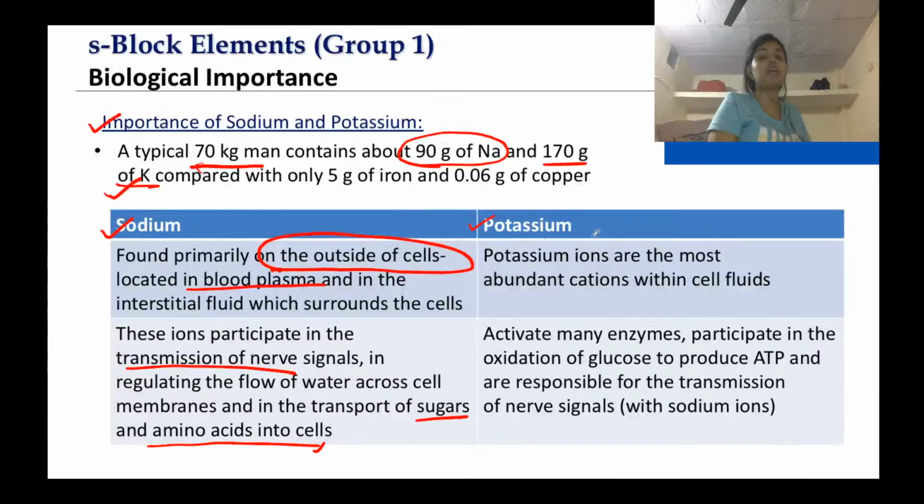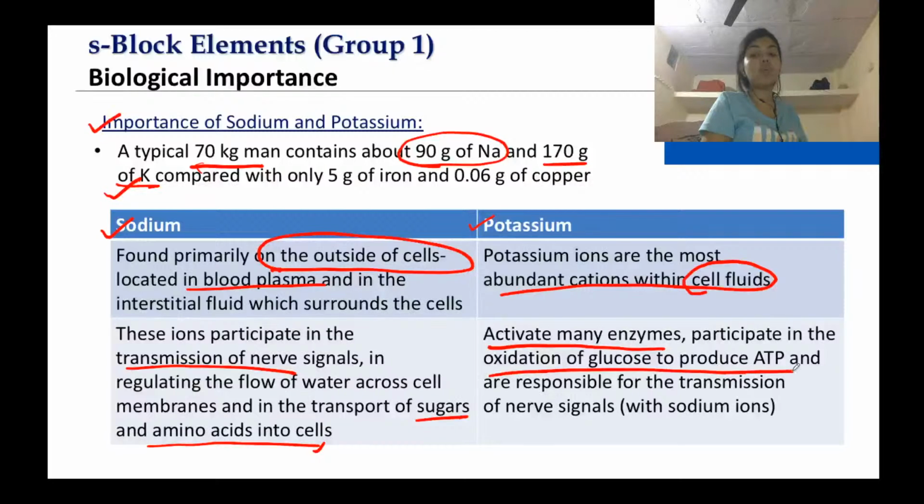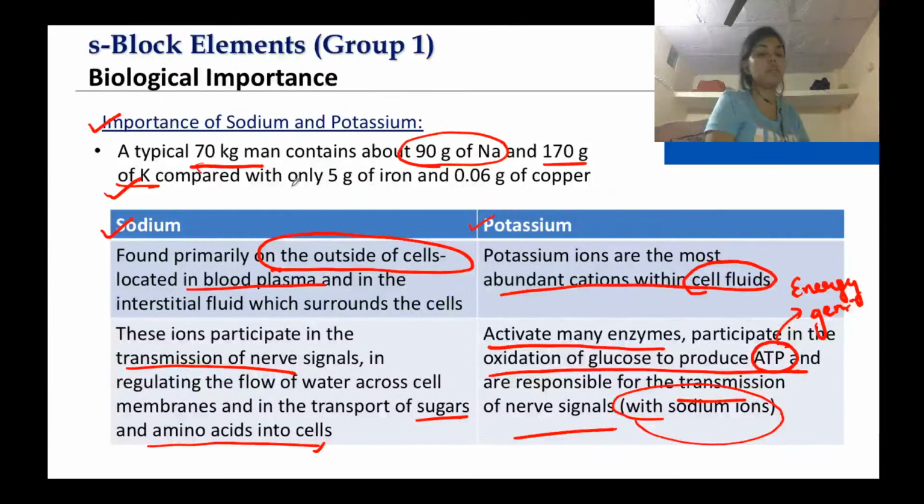Now potassium, if you take, potassium is most abundant within the cell fluids. That means within the cell potassium ion concentration is more, as we have seen in the neural transmission already, and it activates many enzymes. For example, it participates in oxidation of glucose to produce ATP. And what is ATP responsible for? Energy generation. And it is also responsible for the transmission of nerve signals along with the sodium ions that we have seen in the previous slide. Okay.